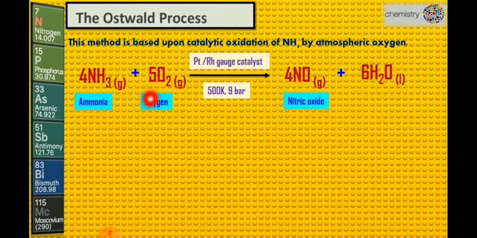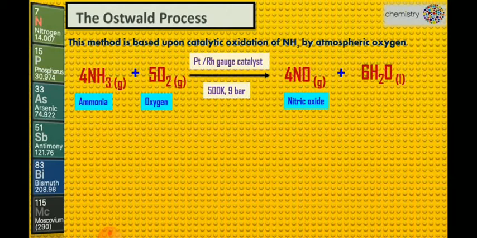Ammonia undergoes catalytic oxidation forming nitric oxide and water. The reaction is 4NH3 plus 5O2, in the presence of platinum-rhodium gauze catalyst at 500 Kelvin and 9 bar atmospheric pressure, forms nitric oxide, 4NO plus 6H2O.